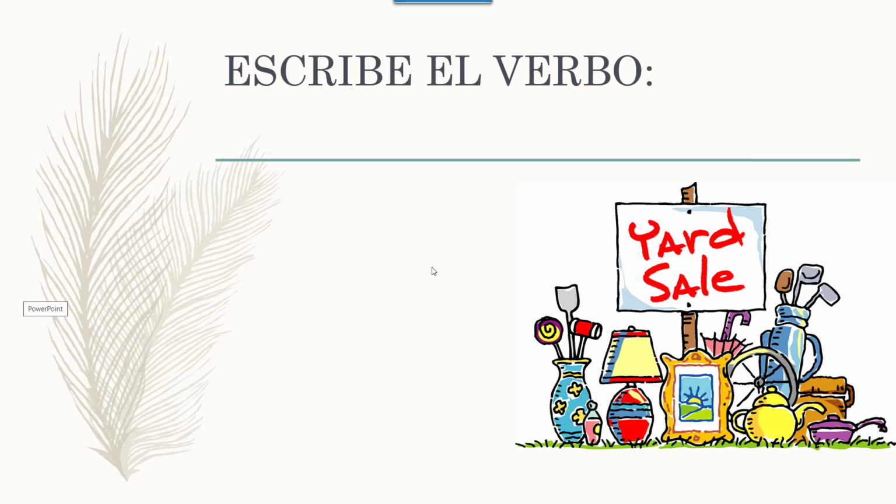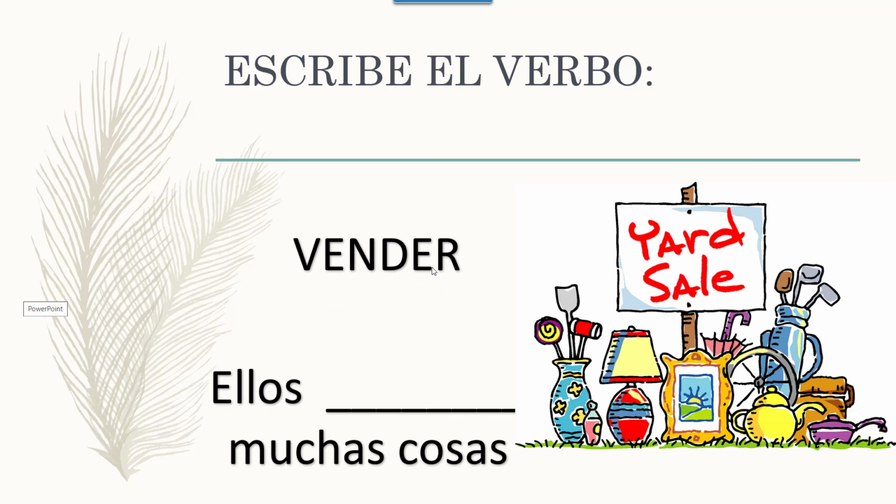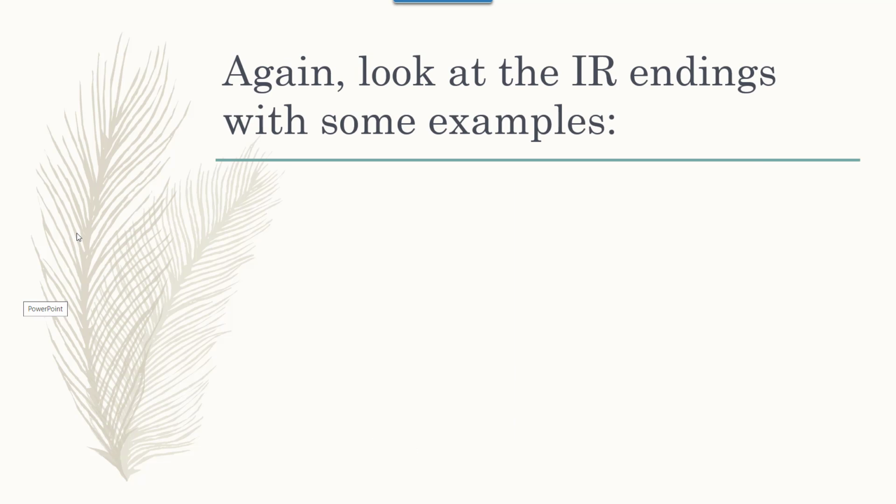Yard sale, what is this? We're selling something. What is the verb to sell? Vender. And then if we use it in the ellos form, ellos venden with that en at the end. Ellos venden muchas cosas. They sell a lot of things. Good. Now, what about the IR endings?